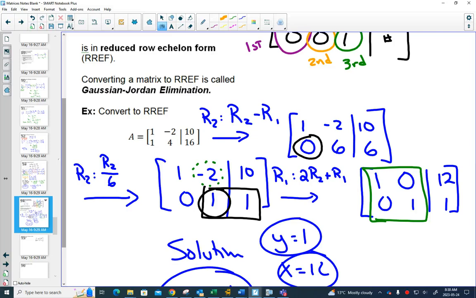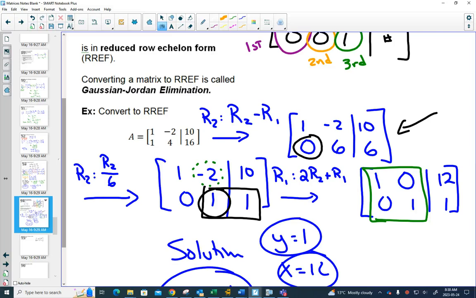Now, in Gaussian elimination, you would have been done as soon as you got the 0 here, and then you would just go back to a substitution and regular math method, saying, oh, 6y is equal to 6. Pretty easy to see that y is equal to 1. And then I could go back to my original equation, plug things in, and solve for x. Now, in Gauss-Jordan, we want to go further and get it right down to 1, 0, 12, 0, 1, 1.